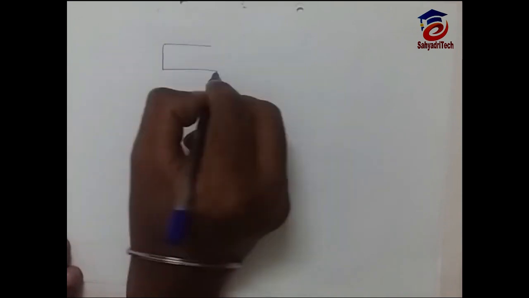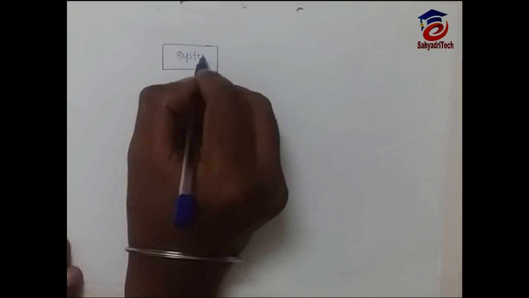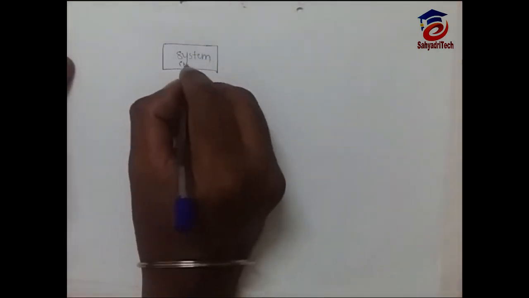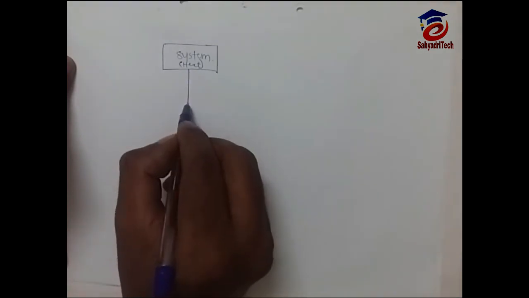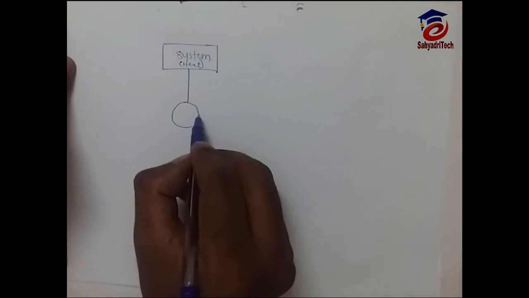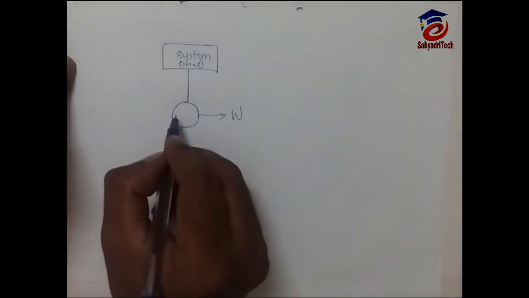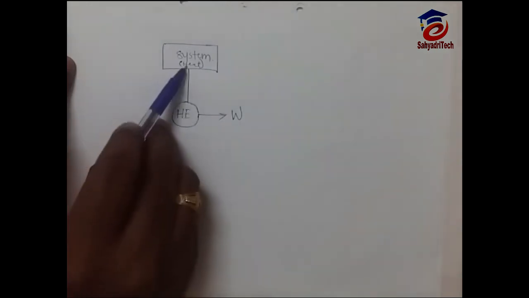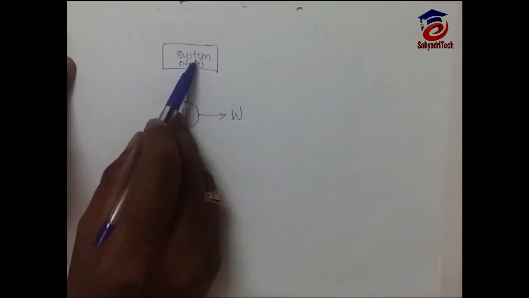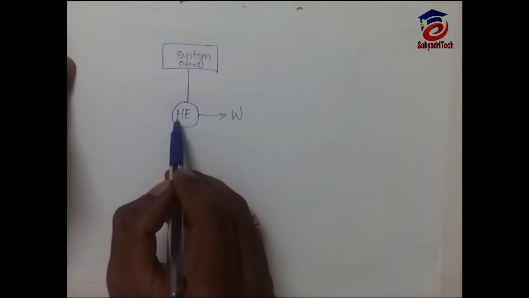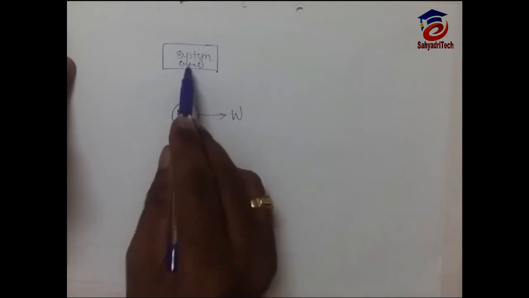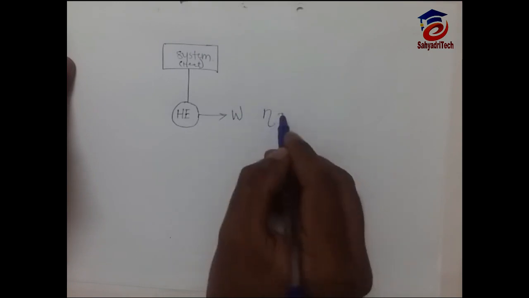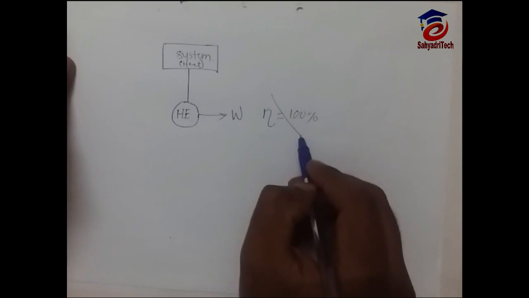Now one important thing about system and surrounding is, suppose this is our system and this system has some heat or some internal energy. This internal energy will get converted into work done. To do so, we are using one mechanism called a heat engine. So this heat possessed by the gas in the system will be converted into work done by using the heat engine, which is nothing but a mechanism. Now the interesting thing is, we cannot convert all this heat into work done. If we say efficiency is 100%, that is not possible.